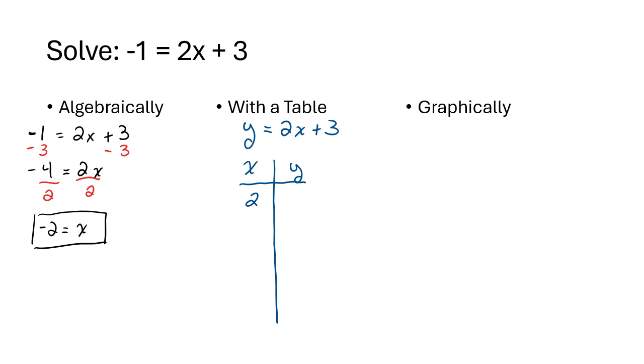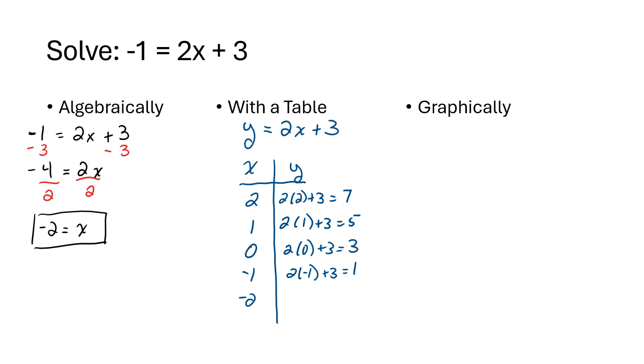And so if I plug 2 into this equation, I get 2 times 2 plus 3, which is 7. All right, let's say I pick 1, so I get 2 times 1 plus 3, which is 5. And we see that y value going down by 2, which we kind of expect because the slope is 2. And we're decreasing x by 1. -1, so 2 times -1 is -2, plus 3 is 1. -2, 2 times -2 is -4, plus 3 is -1.